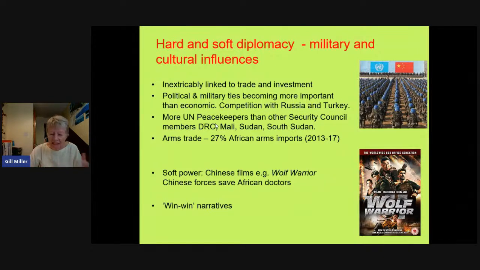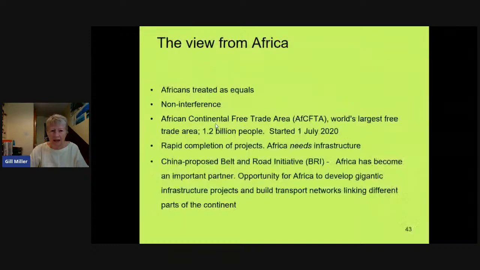So, where does this lead China's influence in Africa? So what do the Africans think? They love being treated as equals. They love the non-interference. There's a big free trade area, and it's just being established. And the manufacturing which is being developed in Africa, people are trading between the African countries, and that's got to be good news. The projects are completed quickly. Just don't even think about our high-speed rail. It's taking years and years and years.